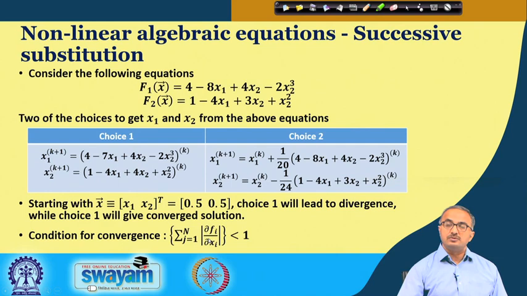And without going again into the derivation of the condition for convergence, here I simply mention that you should have this particular criterion satisfied to get convergence. Here we have shown that the sum of the absolute values of the partial derivatives of the functions with respect to each of the variables should be less than 1. So, if you can ensure for each of the equations that this condition is satisfied for the particular choice of x, then you can say that you are going to get a converged result.